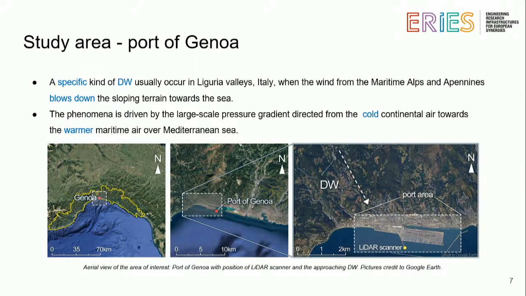So in the Liguria valleys in Italy, there is a specific kind of downslope wind that occurs because cold air is blowing from the Maritime Alps and Apennines downslope towards the sea area, the Mediterranean Sea. This is driven by a pressure gradient directed from the cold air at the top of the mountains towards the warmer air over the Mediterranean Sea. And where is the pointer? Here, okay. In the western part of Genoa here, it's the Turchino Valley. The exit of this valley is a hotspot for downslope winds during the winter period.